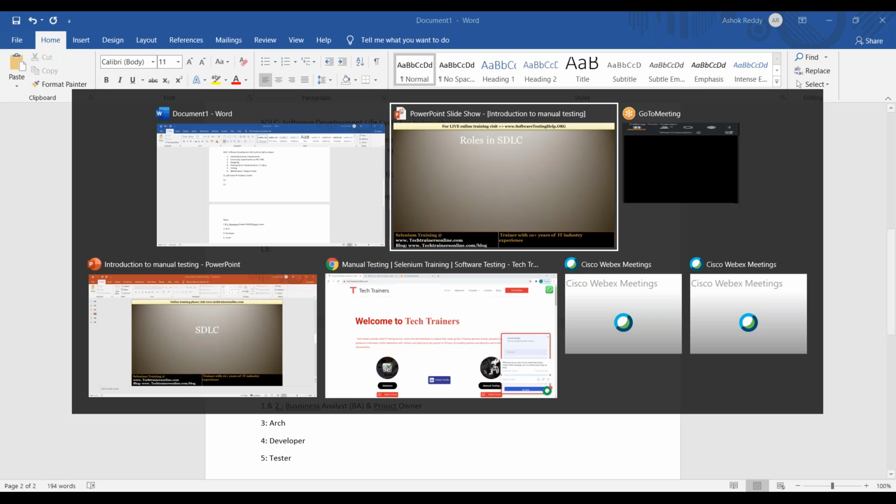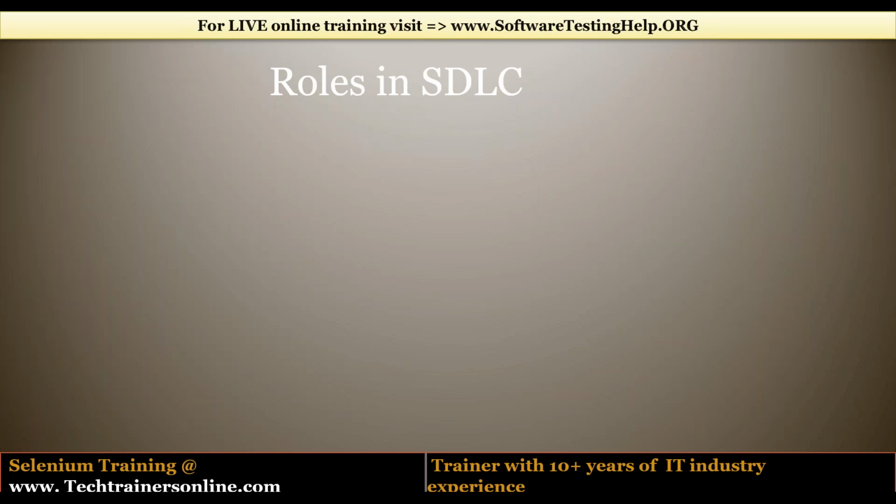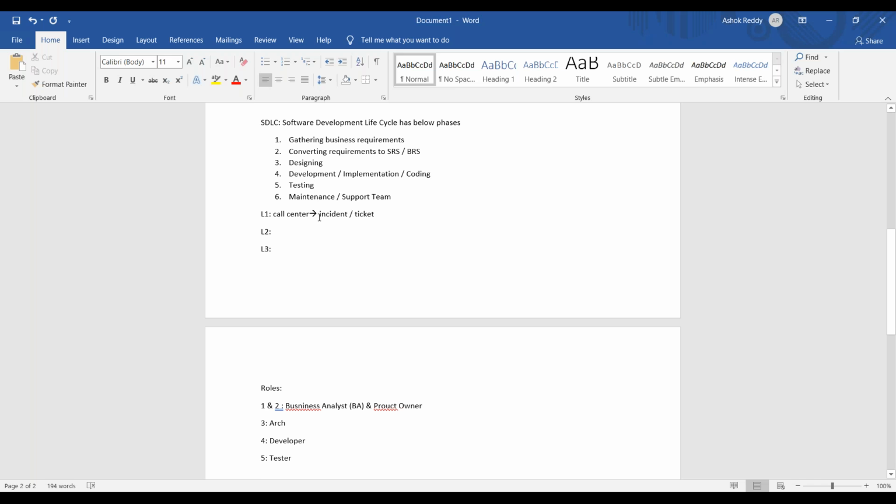Okay. So that's about the roles in SDLC. Our role is in phase 5. So once the 4 different phases from 1 to 4 are done, then we'll have the tester role.